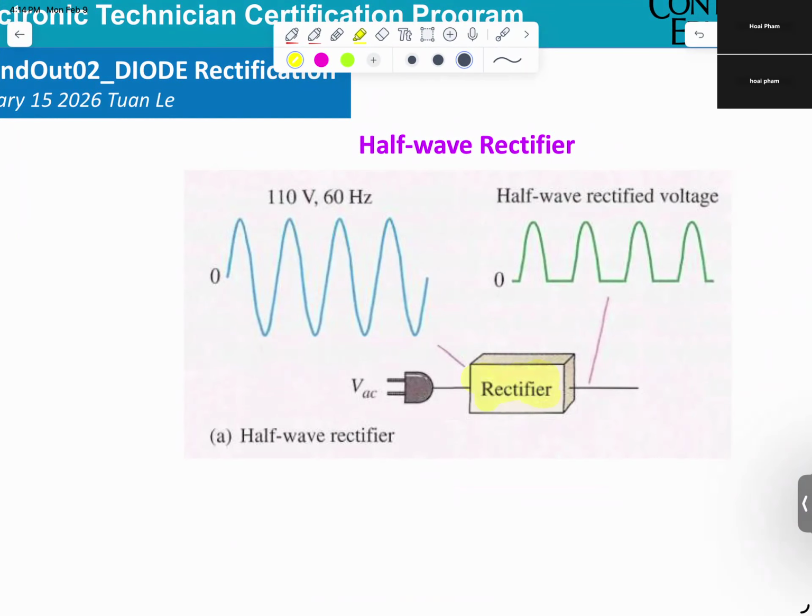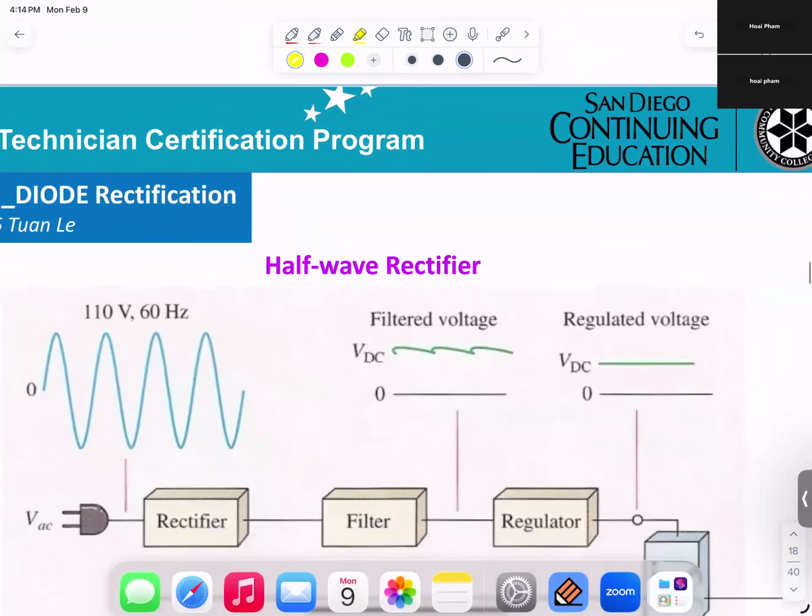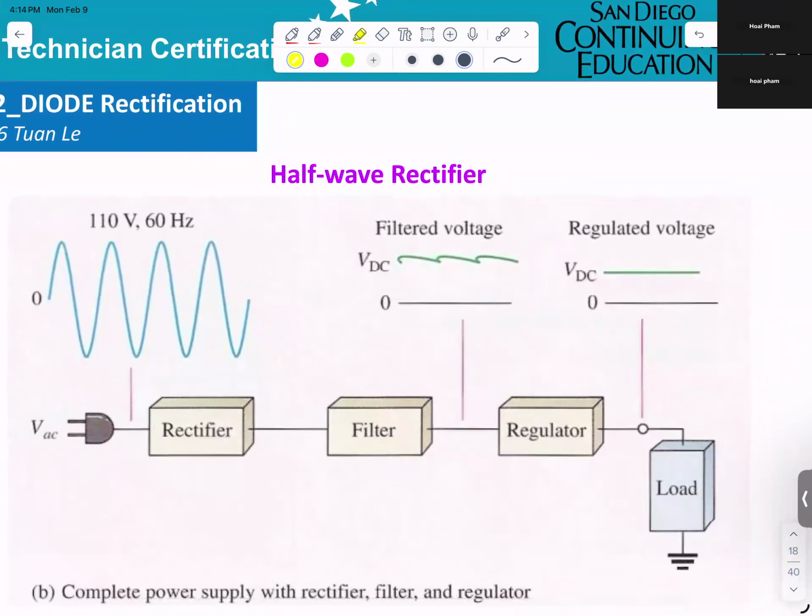Now, half wave rectifier. This is a half wave rectifier circuit. You can see this is a sine wave, full wave. When it goes to the half wave rectifier, it only has positive, no negative. That's what they call half wave rectifier. Now see what's going on here. You get a rectified signal here, half wave. That is a full wave.